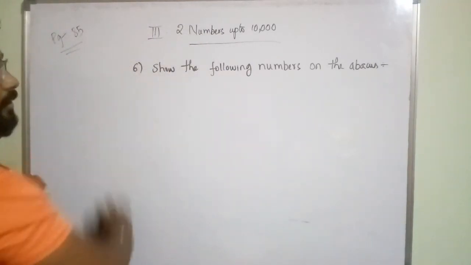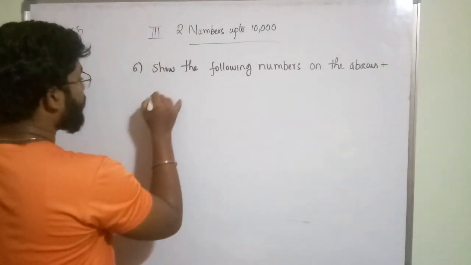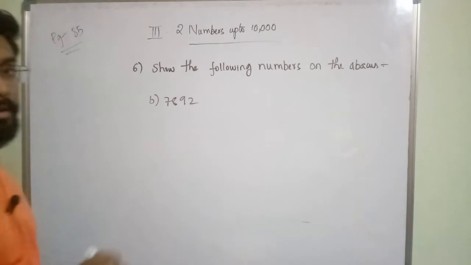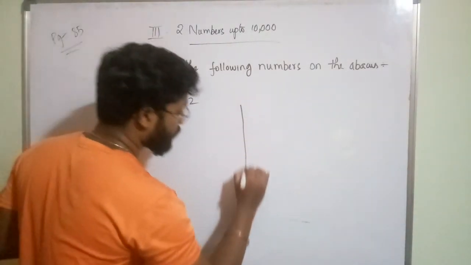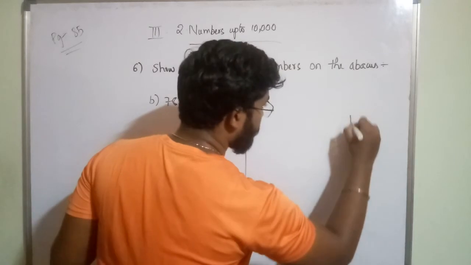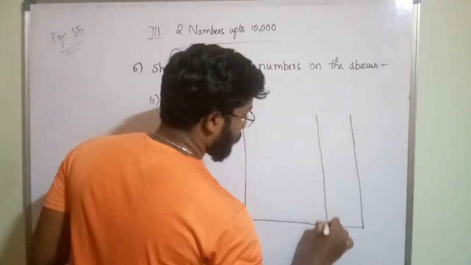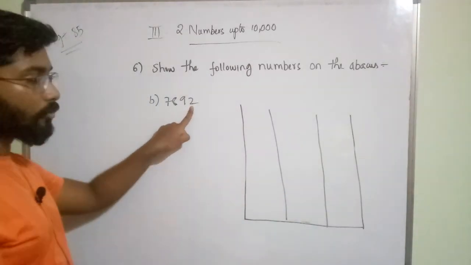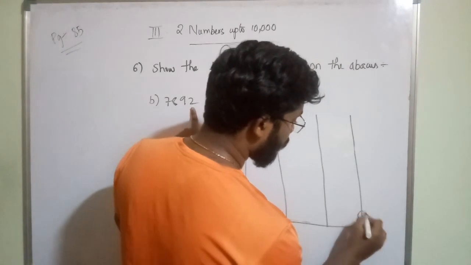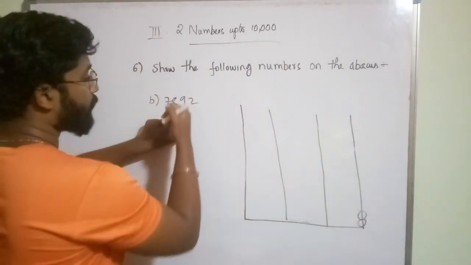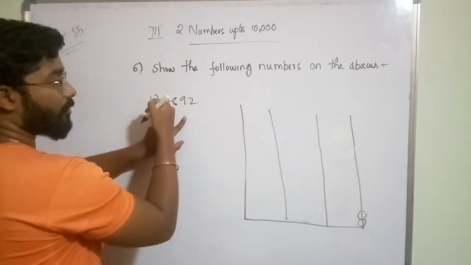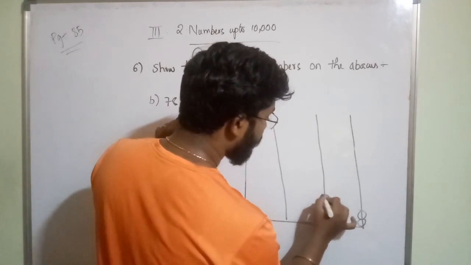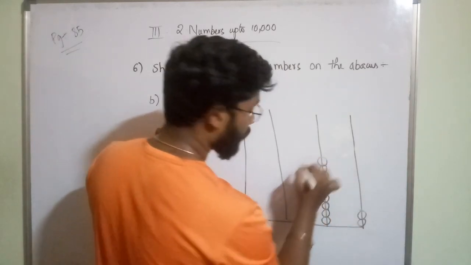So first one is completed. 7892. Ones, tens, hundreds, thousands. Okay? No need of writing always. For the first one it was for your understanding, that's why I wrote. From here I will not write the places. You should remember. So in ones place you are having 2. How many should be drawn in ones rod? 2. In tens place you are having 9. In tens rod you have to draw 9. 1, 2, 3, 4, 5, 6, 7, 8, 9. Okay?